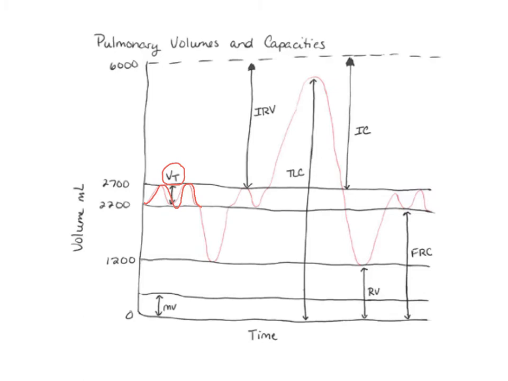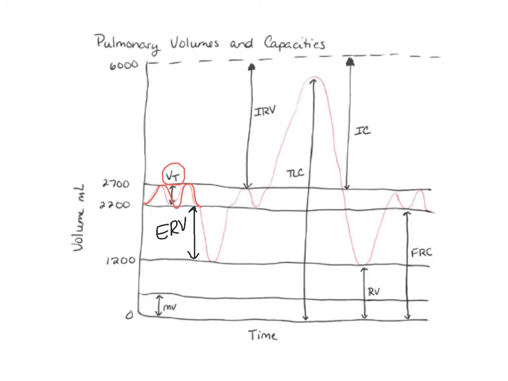Then we have what's called the expiratory reserve volume. The expiratory reserve volume is from the end of that tidal volume all the way down to the amount of air that can be exhaled forcefully. So this is the expiratory reserve volume. It's the amount of air that you can exhale at the end of a resting tidal volume. How much air can you push out?